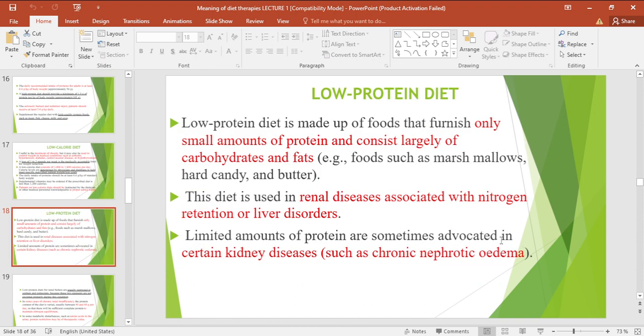Then we got the low-protein diet. This low-protein diet is made up of foods that furnish only small amounts of protein and consist largely of carbohydrates and fats. For example, foods such as marshmallows, hard candy, and butter. And this diet is used in renal diseases that are associated with nitrogen retention or liver disorders. We do not want to overwhelm the kidneys in case they are failing to function well. Limited amounts of proteins are also advocated in certain kidney diseases, for example, the chronic nephrotic edema.